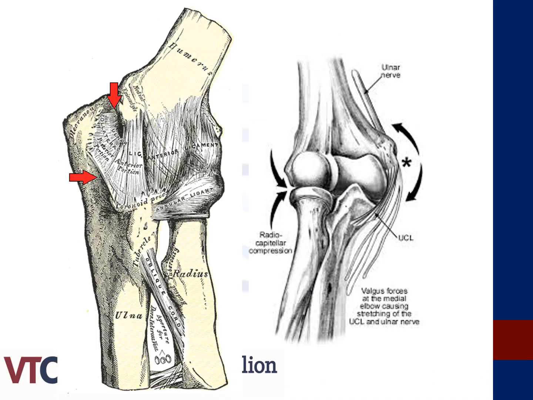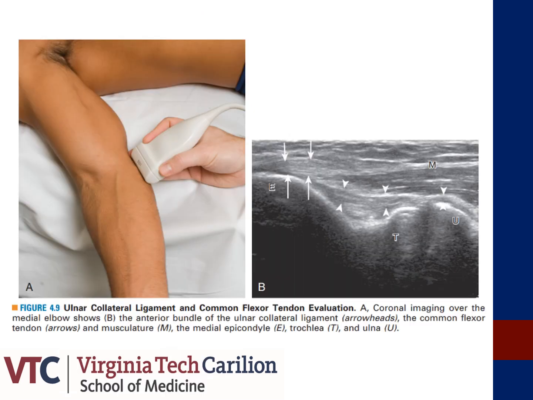Once again, a reminder of the anatomy that we are evaluating, and in particular on the UCL, it is this anterior bundle that is the most problematic. Here's a demonstration of normal UCL anatomy. The UCL is represented by these closed arrowheads as it traverses from the humerus to the ulna, and above you see the common flexor tendon and its associated musculature.